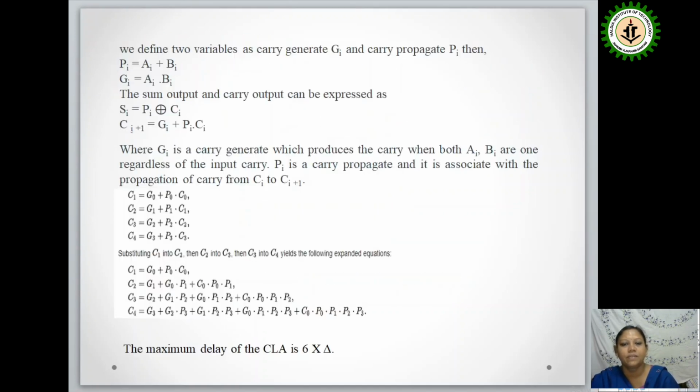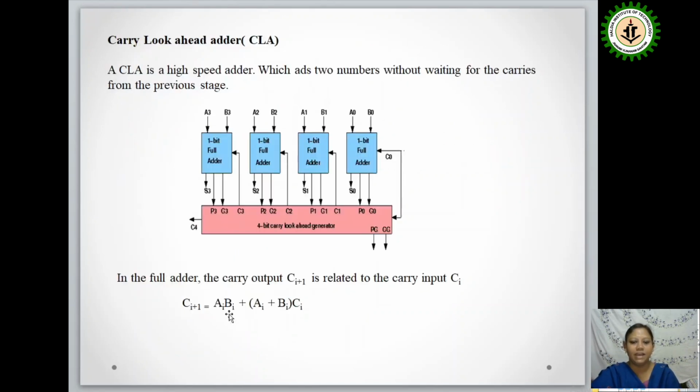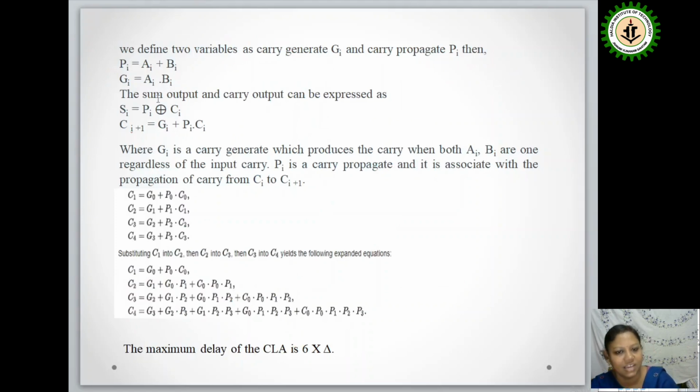So Ai dot Bi is known as the Gi value, and Ai plus Bi is the Pi value. Gi means carry generate, Pi means carry propagate. When we calculate the sum and carry for the CLA, the sum Si equals Pi XOR Ci, for the ith bit position, and Ci+1, the carry of the next bit position, is calculated from the carry generate Gi plus Pi into Ci.